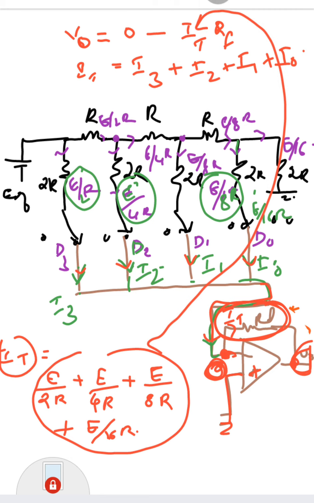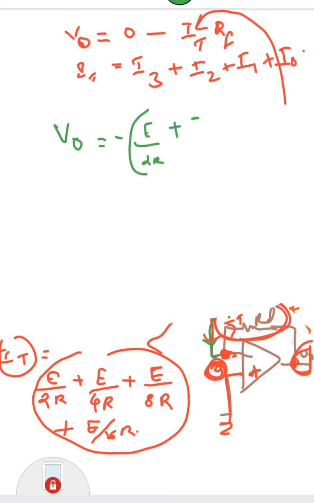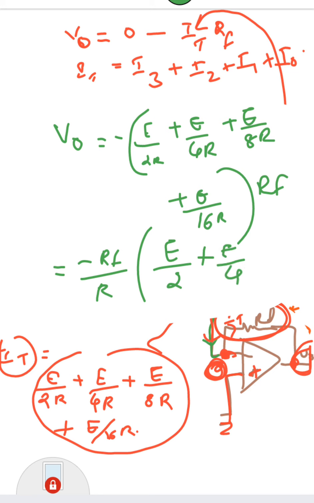So when you substitute that value there, the output voltage V0 is equal to minus of E by 2R plus E by 4R plus E divided by 8R plus E divided by 16R, into RF, which is equal to minus RF divided by R into E by 2 plus E by 4 plus E divided by 8 plus E divided by 16. So this is the expression for the output voltage.